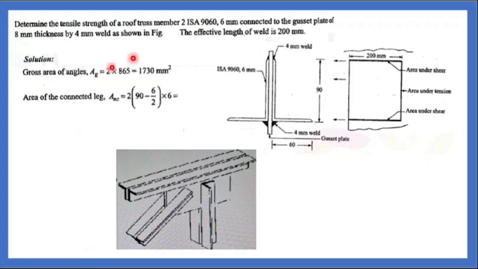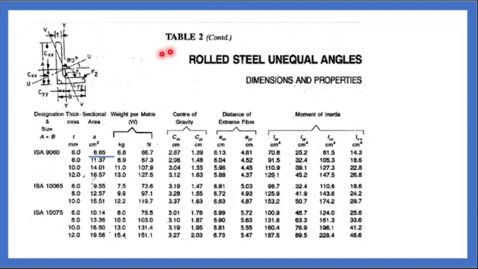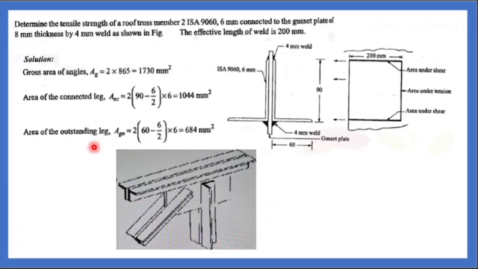Gross area of the angle: take the steel table, Table 2, 90 by 60 by 6. What is the cross sectional area? It is 8.65 centimeter square, so in terms of millimeter square it will be 865. Why are they multiplying by 2? Because they have two plates, that is a 2L angle, hence they are multiplying by 2. That is the gross area.